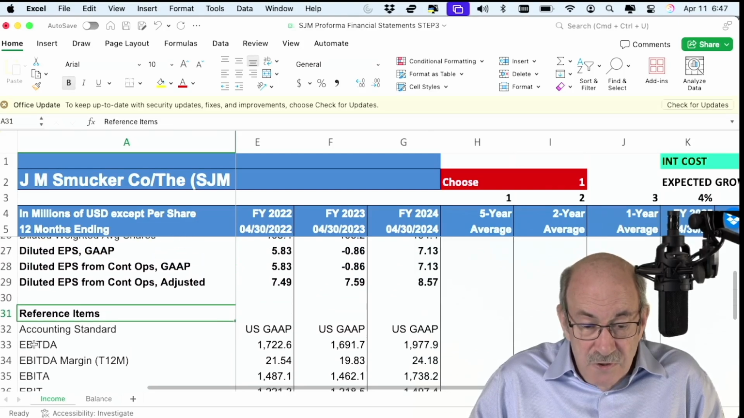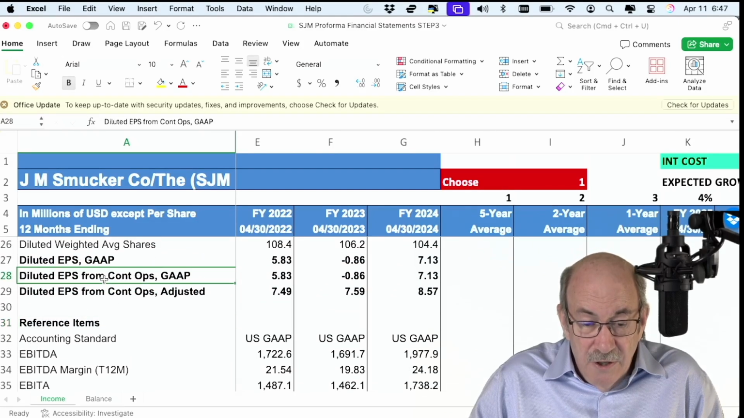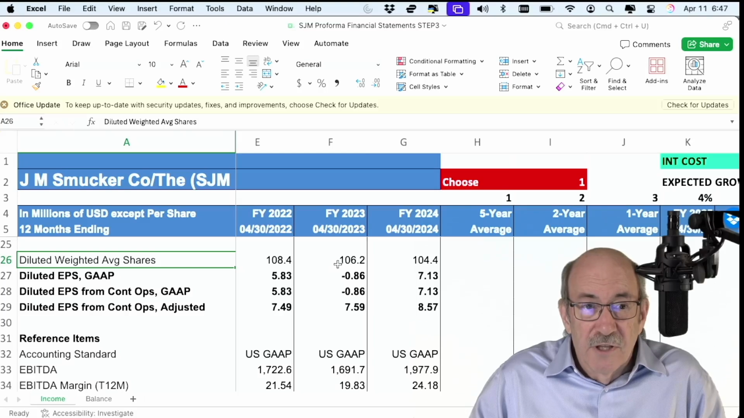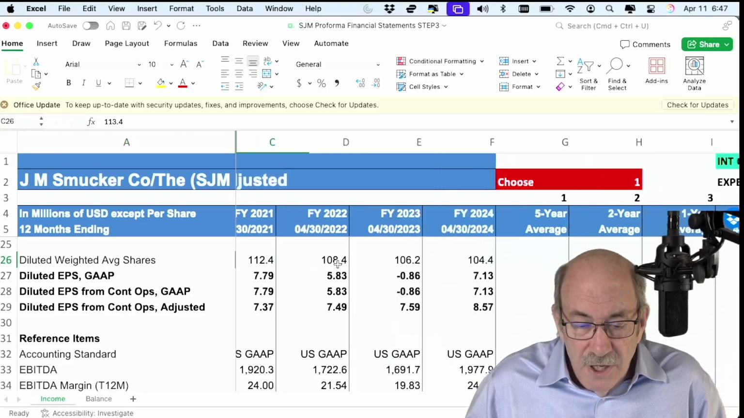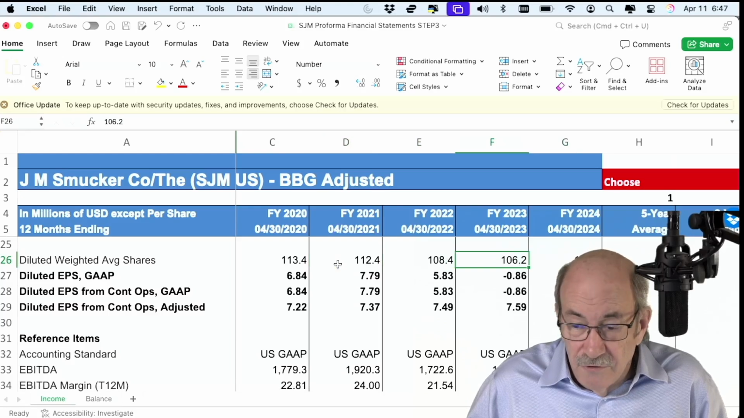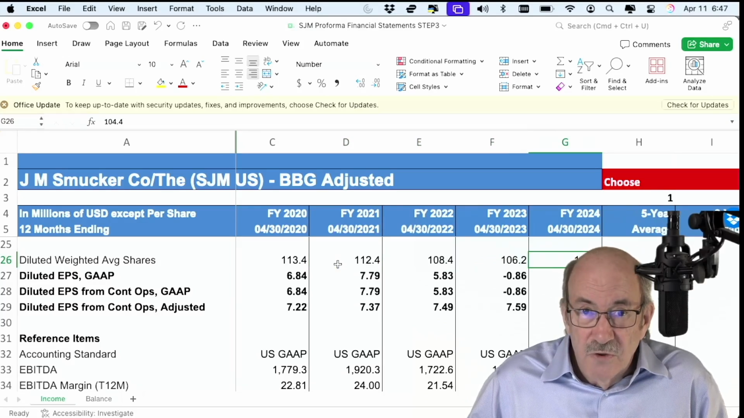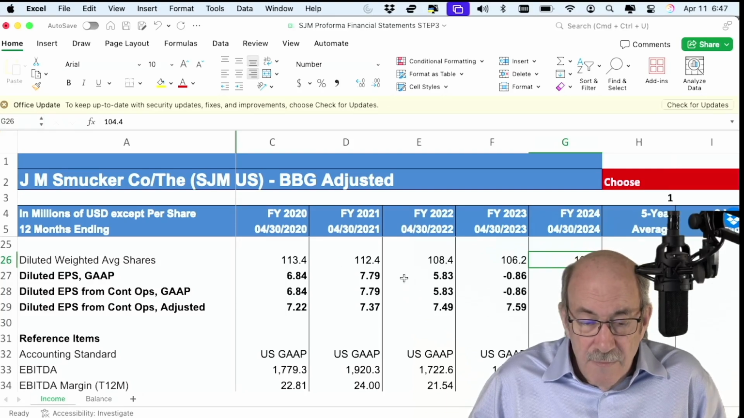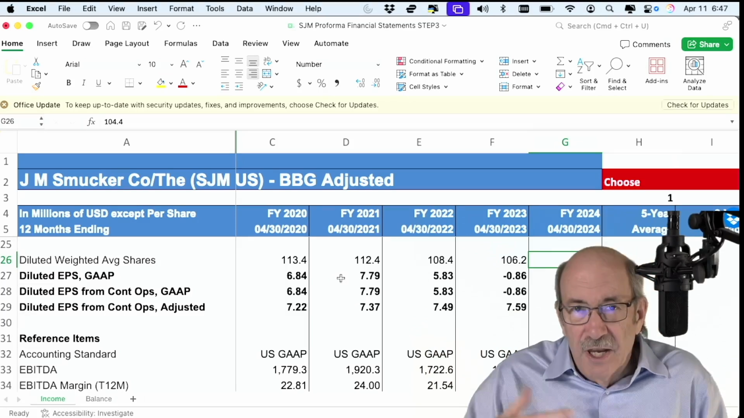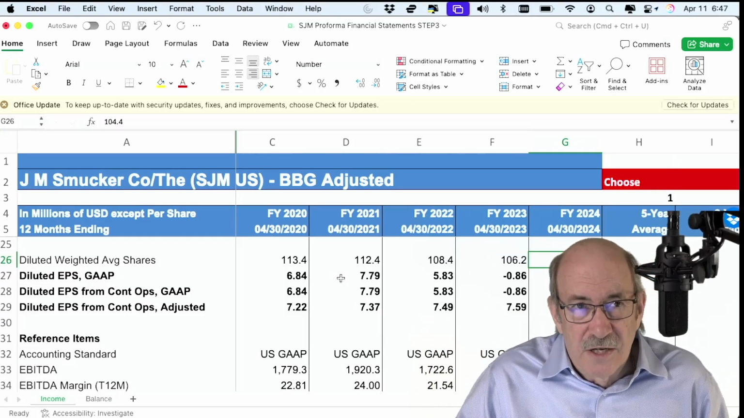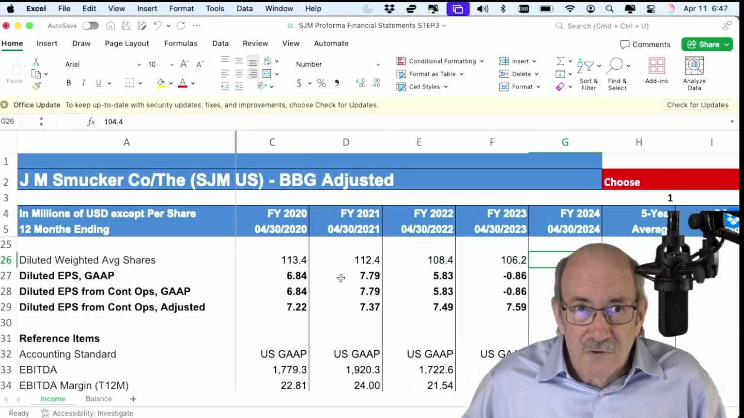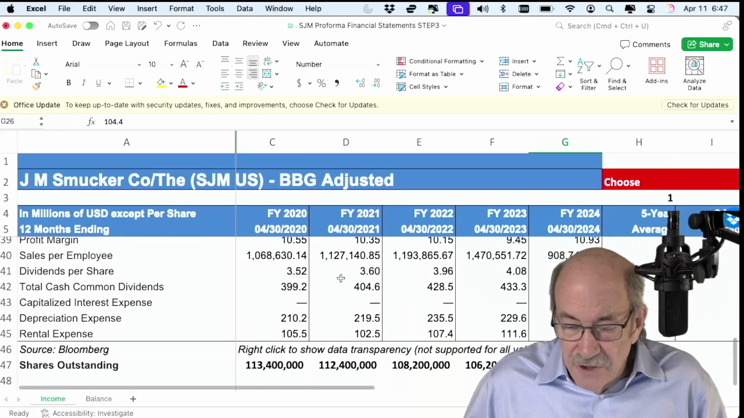Under the reference items, right up here we have the diluted weighted average number of shares, and that's a number that you're going to need too. These are denoted in millions. So, for instance, in fiscal year 2024, the diluted weighted average shares was 104.4 million shares outstanding. And that includes, say, if they've issued stock options to executives, that's factored in, that those stock options will at some point be exercised. So we've got the shares outstanding.